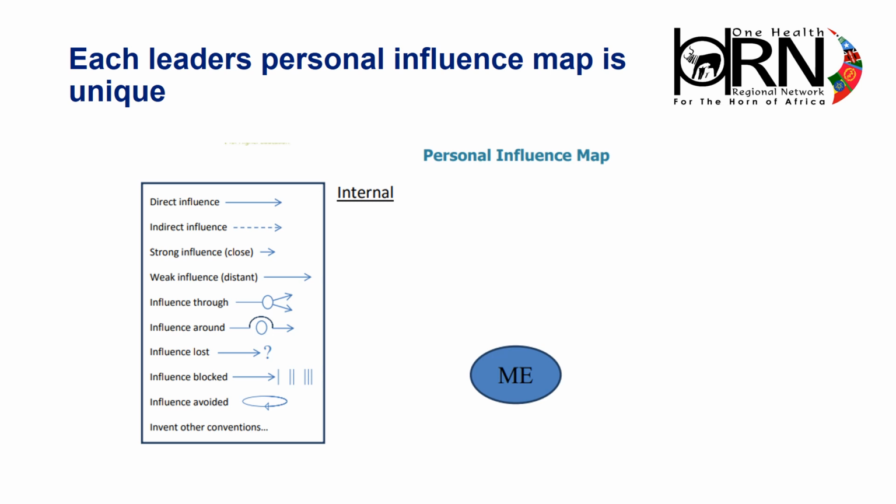Creating your own personal influence map is one way of capturing this. With me in the middle, identify all those groups or individuals that you would like to be able to influence around the outside. Then use the symbols shown to identify the current relationship you have in order to think of approaches you can use to try to regain or build the ability to influence.